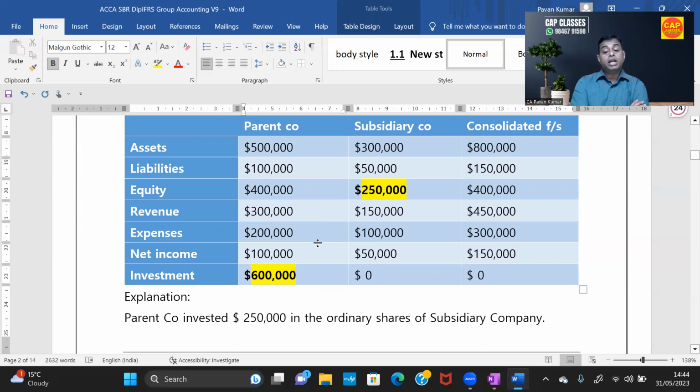How will you eliminate it? If you eliminate it, the basic accounting equation will not match. This is what we call goodwill. The parent company invested $600,000 in a company to acquire net assets worth $250,000. That means I have put $350,000 more, which is called goodwill. That's all.